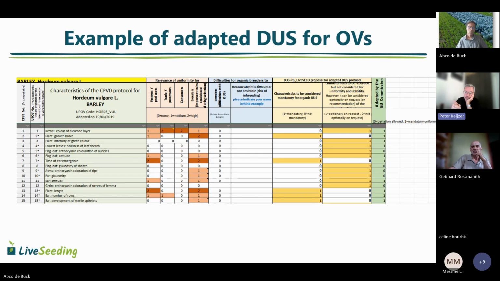But then again, it would be interesting to hear from Gebhard, as an experienced breeder. You've provided some examples of crops and characteristics in which you have trouble reaching enough uniformity and still maintaining productivity. So what would be a workable number? And then again, from the DUS officers present, let's hear it. If we got, let's say, 10 characteristics in which you are not meeting the regular uniformity criteria.